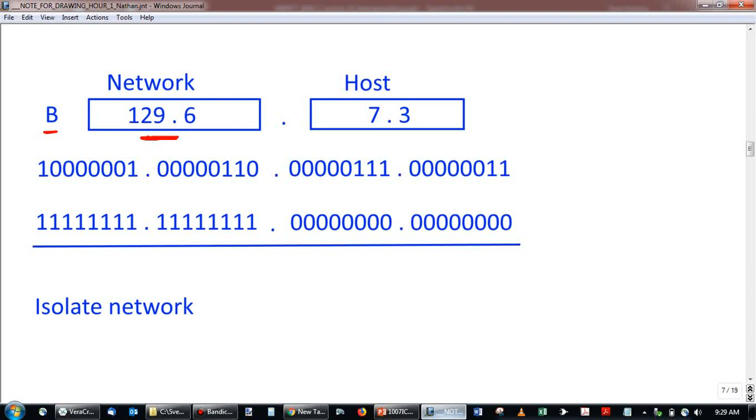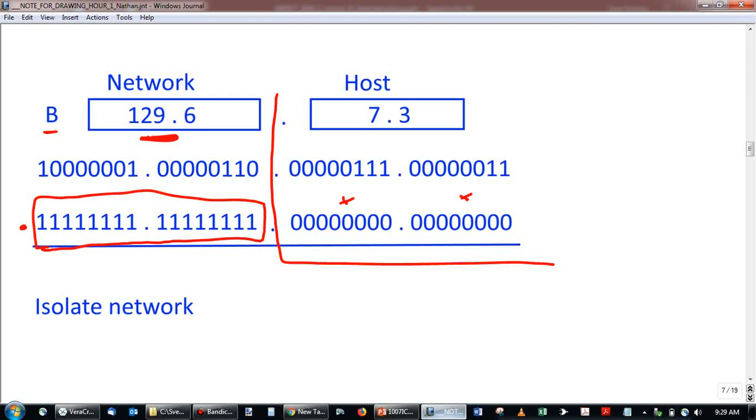So 129.6, if I want the class B part, how do I do that? I just want the network part. What do I need to do? I need a mask, and which parts of my mask should be on? It's class B. How many bytes? First 2. So the first 2 are on. Does that make sense? Okay, class B. Now that means that the rest of this is off because I don't want the machine part. I don't want the machines on this network. So what is my network? It's 129.6.0.0.